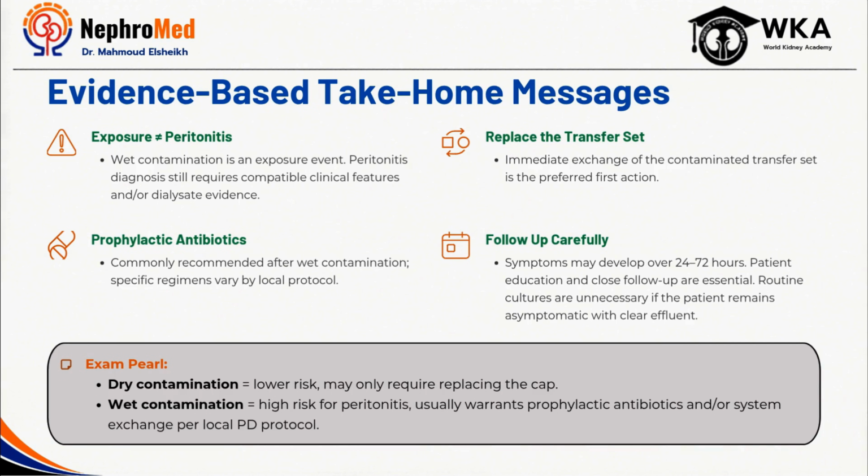Let me finish with one example worth remembering. Dry contamination, a generally lower risk event, may only require replacing the cap depending on local protocol. In contrast, wet contamination carries a substantially higher risk of peritonitis because microorganisms may already have entered the fluid pathway. That's why wet contamination usually warrants transfer set replacement, at least, and prophylactic antibiotics. If you remember only one sentence from today's talk, let it be this: treat wet contamination early before it becomes peritonitis. Prevention is always easier than cure.